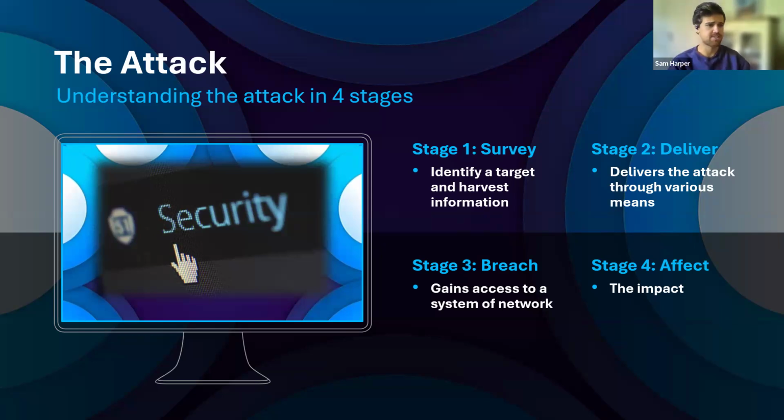Stage one is the survey stage, and that refers to the reconnaissance phase of a cyber attack. Basically, a cyber criminal will identify a target. It could be a person, an employee, an organization, it could be you, it could be any of us. So they've identified their target. And now they'll start to gather information on that person or organization to understand the vulnerabilities and weak points. Again, that can take a substantial amount of time, and there are a number of ways in which that can be done.